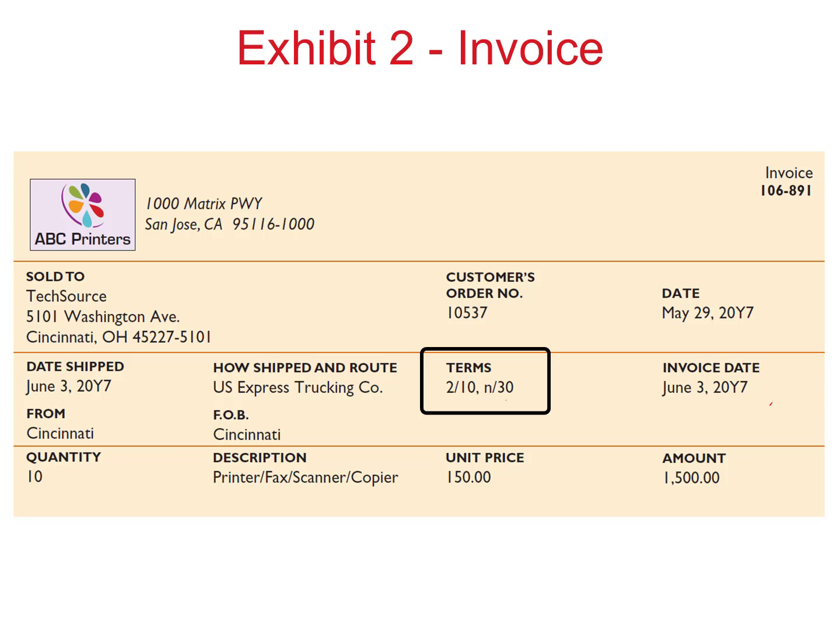You notice that the terms are 2/10 N/30. What this is saying is that the terms are such that if it is paid within 10 days, we receive a 2% discount. Thus, we have the 2/10. The N/30 represents the fact that the item must be paid within 30 days. If it's paid beyond 10 days but within 30 days, we're going to be paying the full amount.